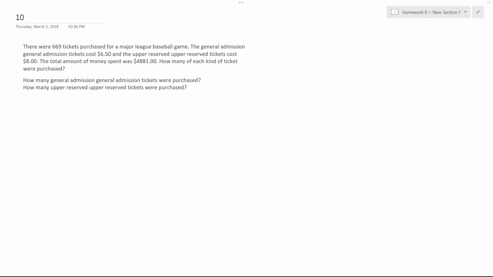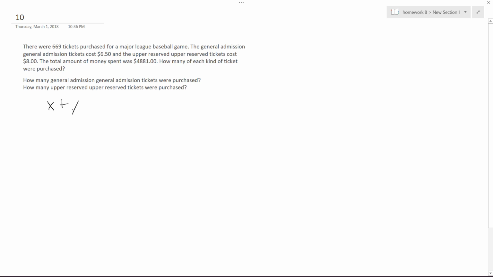Solving the following problem. We have 669 tickets purchased for a major league game. General admission is $50. Upper deck or upper reserve seats are $8. The total spent altogether was $4,881. So how many of each ticket were purchased?